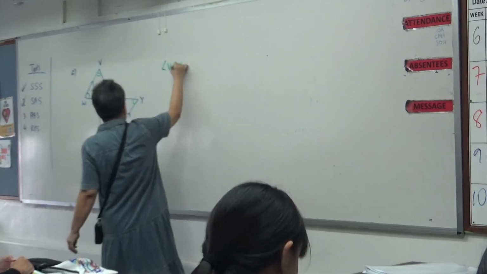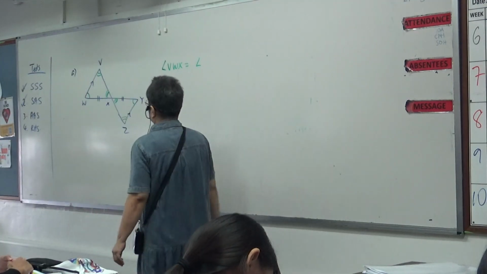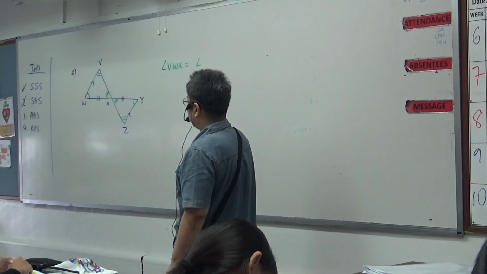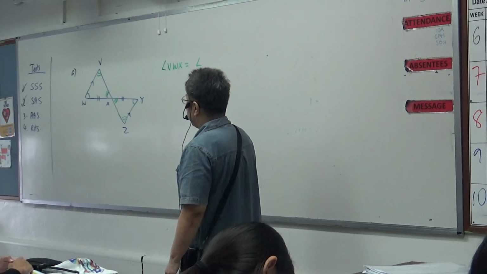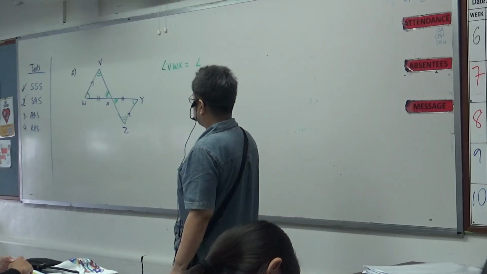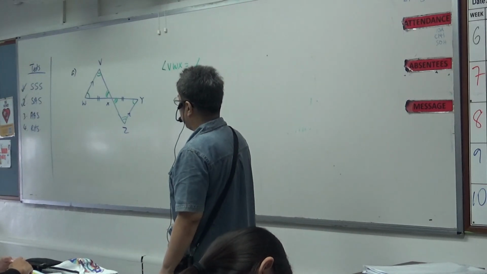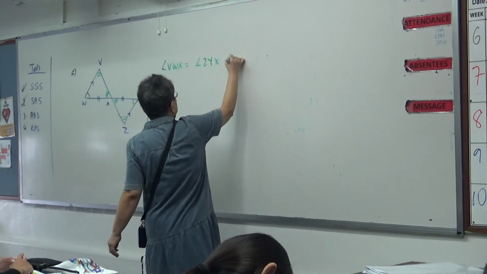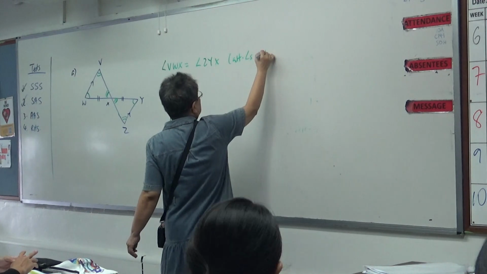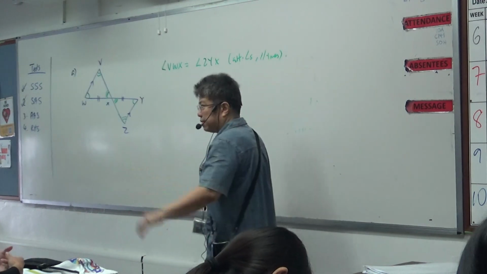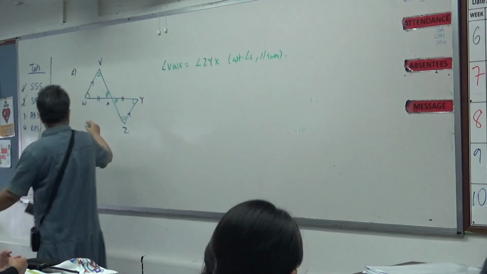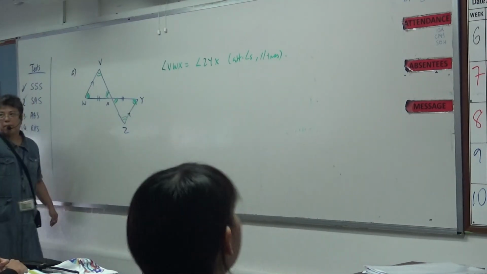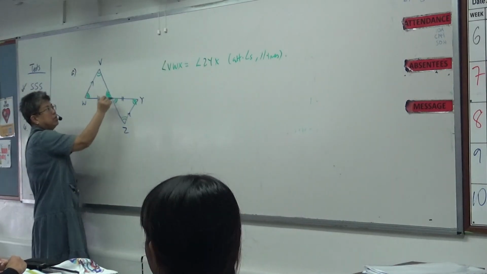Angle VWX is equal to angle what? Angle VWX. If I use this, angle VWX is equal to angle ZYX, alternate angles, parallel lines. Correct? So what have I done? I proved that this is equal to this. Correct? Now I want to prove this equal to this.